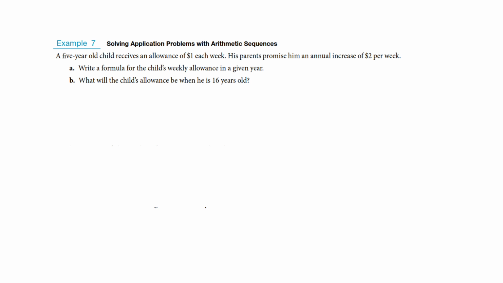All right, we're going to end here with a couple of application problems. So a child gets $1 a week in his allowance. They're going to increase it to $2 per week every year. So basically he's getting a bump of $2 every year.